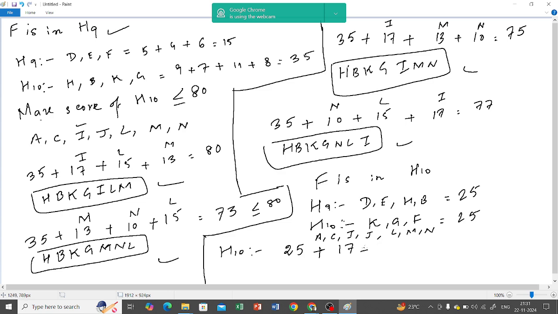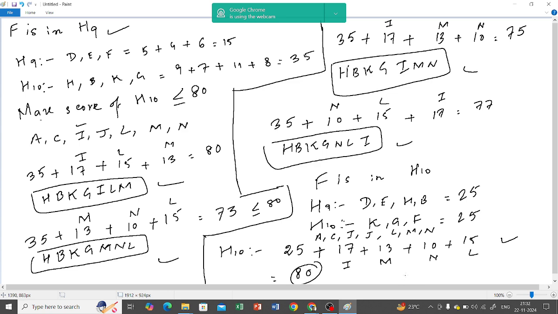I can put M, I can put N, I can put L. So whom am I putting? I am putting M, I am putting N, and I am putting L. So that is becoming how much? It is becoming 80, full 80. So this is a valid team. You take any other combination, this will not satisfy.